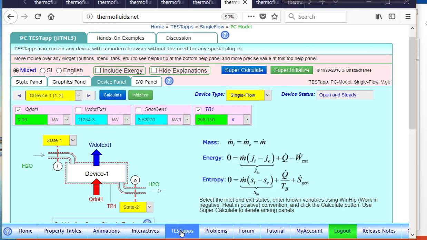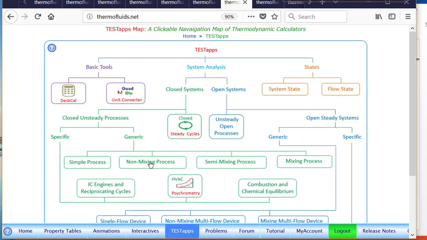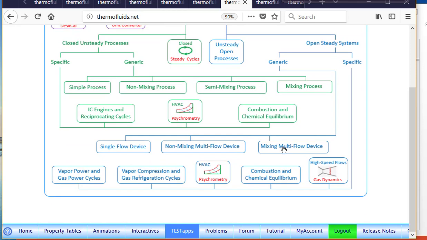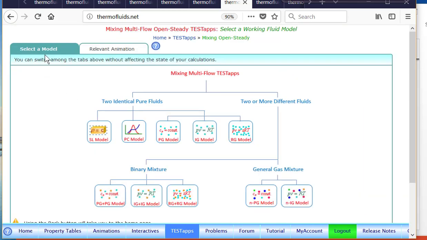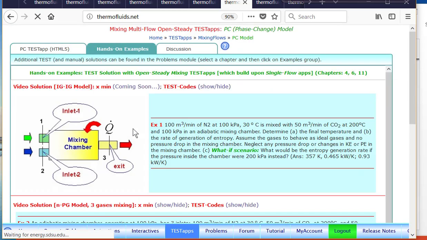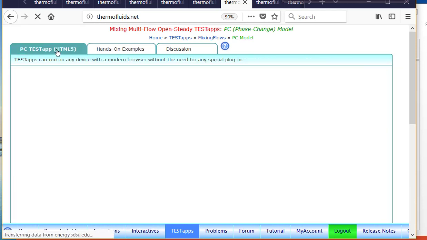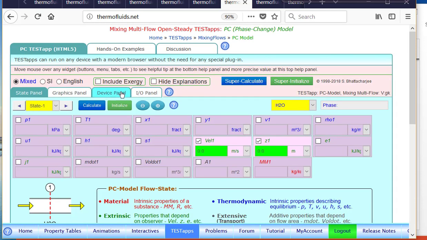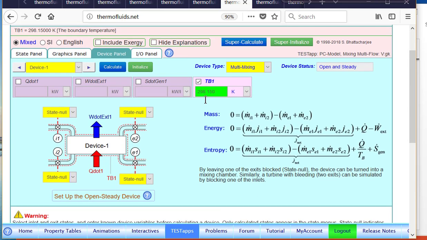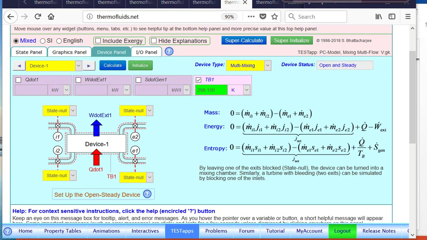Likewise, suppose you have a mixing chamber, for instance, then we'll launch the mixing multi-flow device. In that case, suppose it's again the PC model, a mixing between two steams of different temperature. You will see that the device panel will look slightly different. There are two different inlets, and although there are two different exits, you can leave one at state null and just turn one of them on. Then we'll have two inlet states and one exit state.